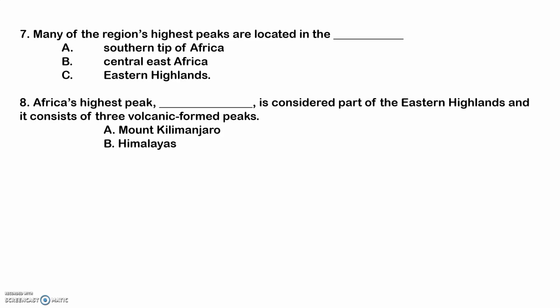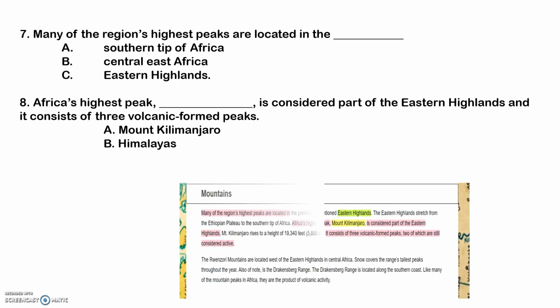Number 7 and number 8. Many of the region's highest peaks are located where? Africa's highest peak is considered part of the East Highlands, and it consists of 3 volcanic formed peaks. What did we say was the name of the highest peak? Alrighty, moving on.